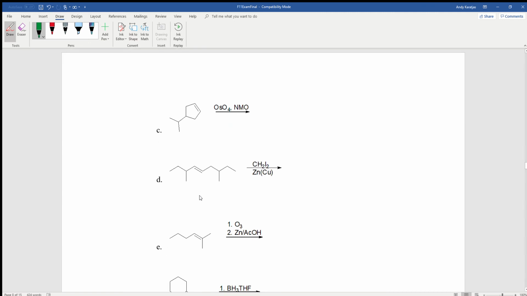Osmium tetroxide is a method for converting an alkene into a diol. And specifically, it gives us a cis-diol. So it doesn't matter whether we show both of these OH groups pointing up or both of them down, but we know they'll be on the same side.